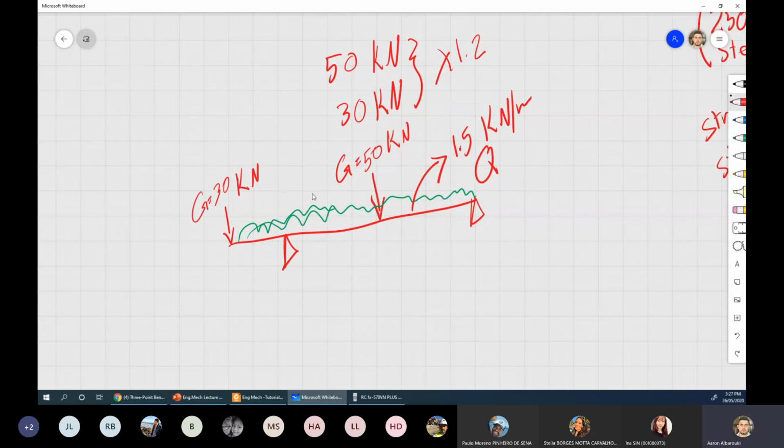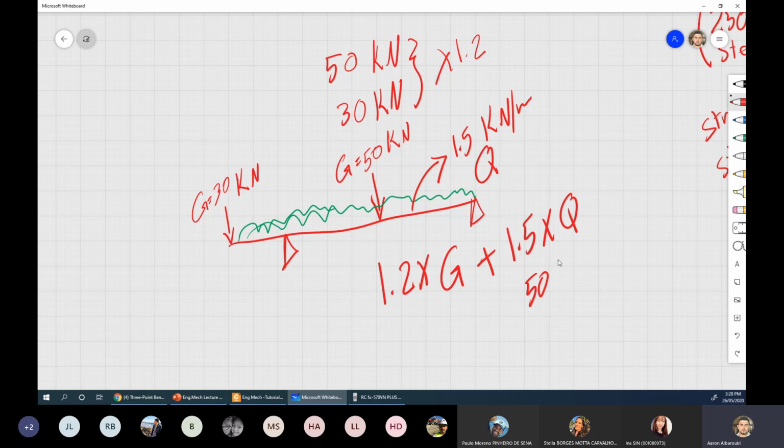G, which is weight of material, is usually estimated accurately because we can look at the material and calculate exactly how much it weighs. But can anyone predict accurately how many people will be in this room at the same time? We can't. Therefore, the safety factors will be 1.2 multiplied by G plus 1.5 multiplied by Q. So we add 50% for live load, and just 20% for dead load. That's what we do in actual structural design next year.